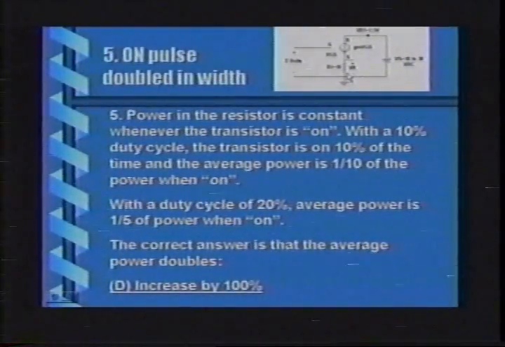When the duty cycle is 10%, the transistor is on 10% of the time. So the average power is 1/10 of V squared over R, the power when the transistor is on. When the duty cycle doubles to 20%, the average power is 1/5 of the power when the transistor is on. So clearly, the power doubles when the duty cycle doubles. So the correct answer is D, the power increases by 100%.